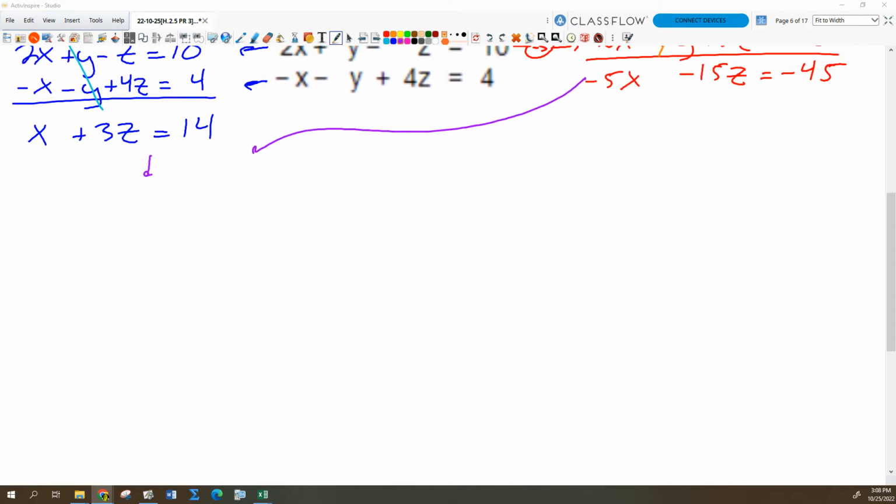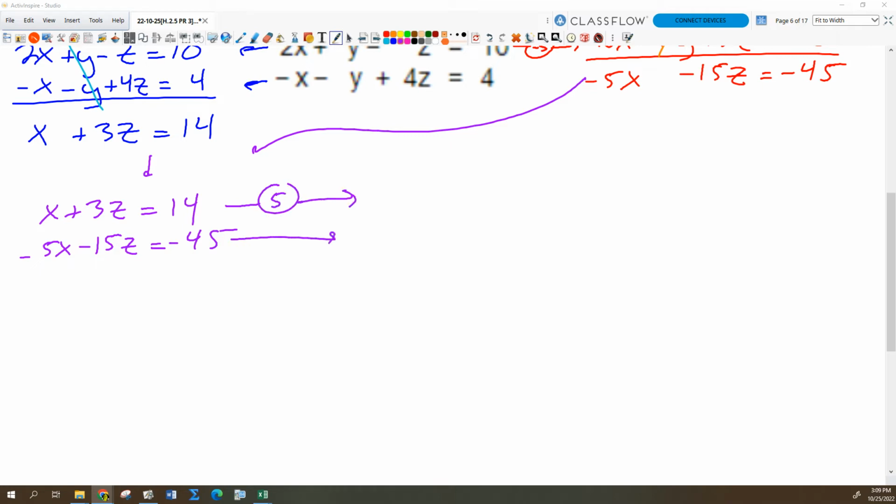And what's that give me then? I get x plus 3z equals 14 and negative 5x minus 15z equals negative 45. Multiply the top one by 5, okay? So the x's will cancel then, right? So I get 5x plus 15y equals 70.